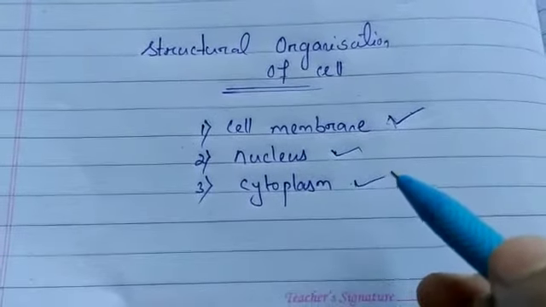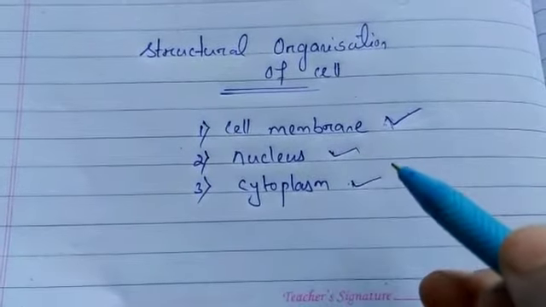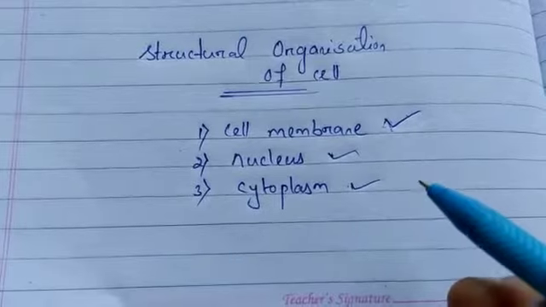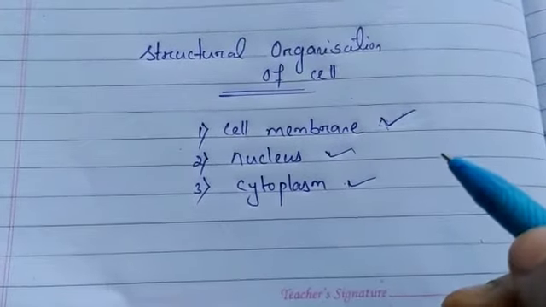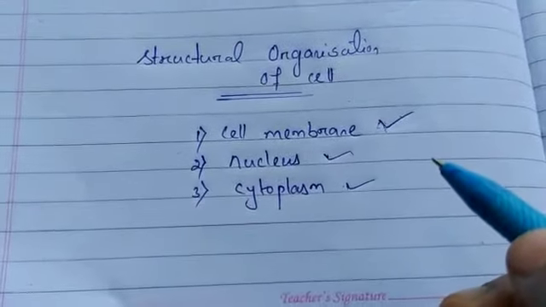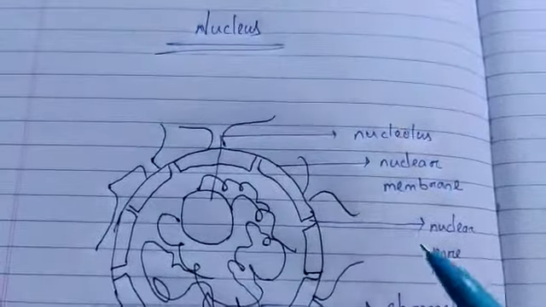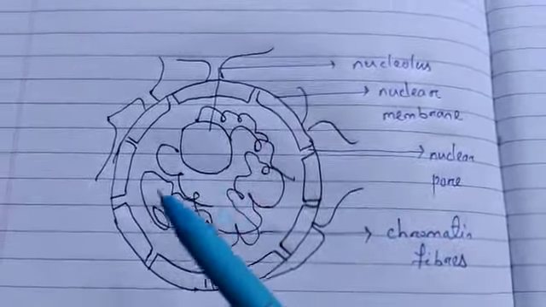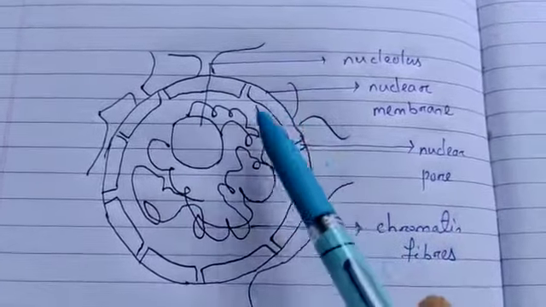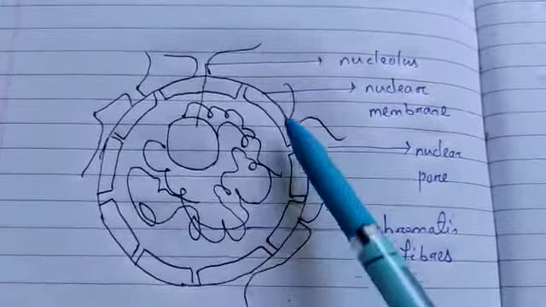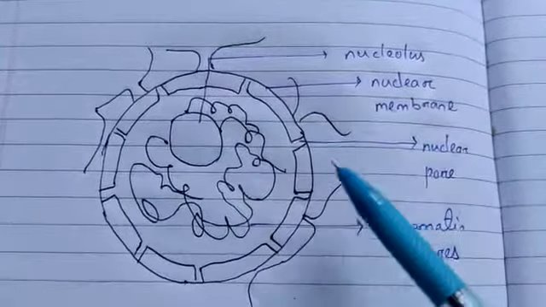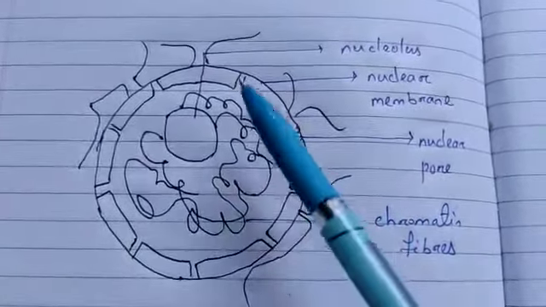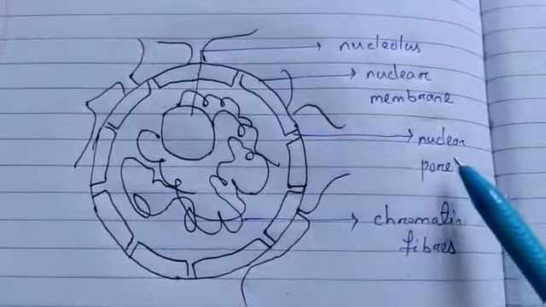The nucleus is a spherical body surrounded by a double membrane called the nuclear membrane. You can see the structure of the nucleus here, looking like a spherical body surrounded by a double covering. That is called the nuclear membrane, and it has several pores. These pores are called nuclear pores.